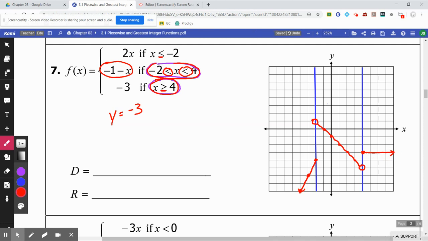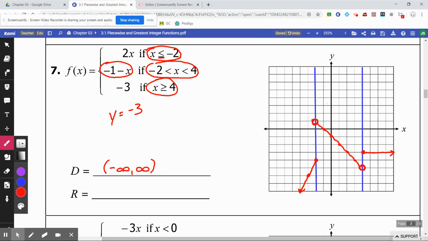Now let's talk about domain and range. Was there any value not included? I graphed this from -infinity up to -2, including -2, and then from -2 to 4 I graphed this, but I didn't include 4, but I did here, and I went from 4 to infinity. So there are absolutely no breaks from left to right in your graph. Even though it might jump, there are no x values that are not included. This -2 value is included here, even though it's not included up here. This 4 value is not included down here, but it is included right here.